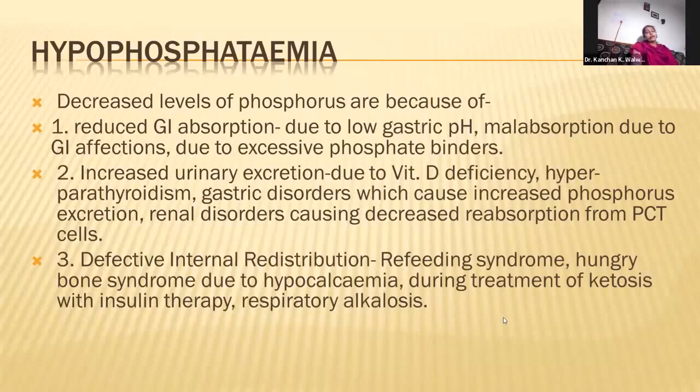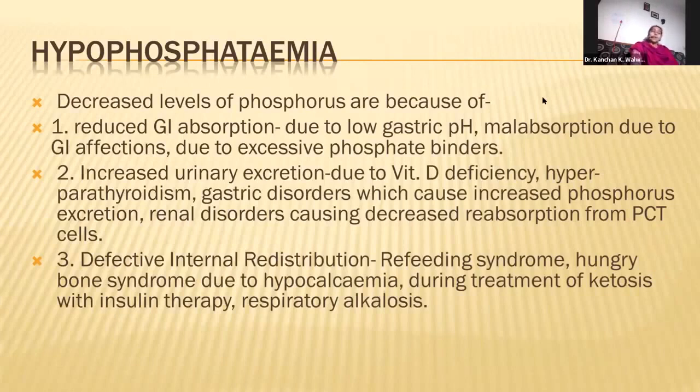And along with that, if the animal is being fed a diet which is high in phosphates, the phosphate binders will also not allow the phosphorus to get absorbed from the intestinal epithelium. So this is one of the reasons of hypophosphatemia: the food is very high in phosphate binders, or there is some problem in the gastrointestinal tract, or because of the reduced pH of the gastrointestinal tract, there will be reduced absorption of the phosphorus, which leads to malabsorption.